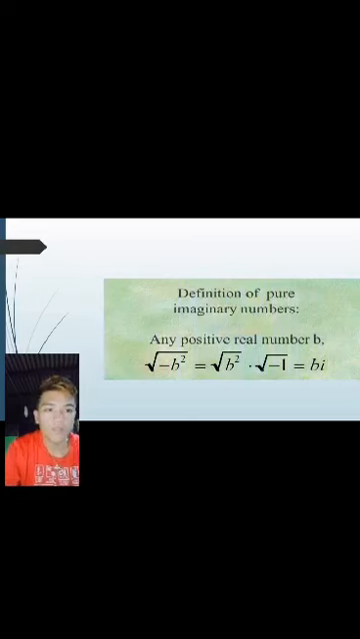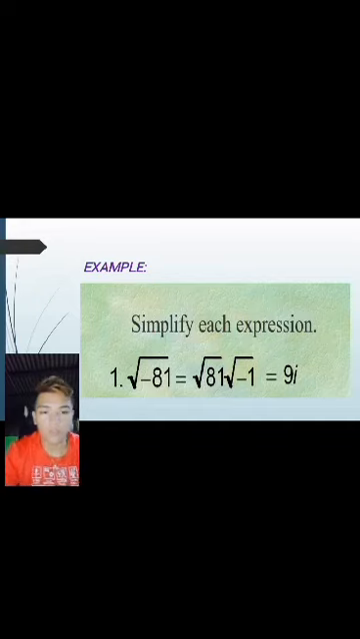Definition of pure imaginary numbers: for any positive real number b, the square root of -b to the power of 2, we have to factor or split it, so it becomes the square root of b to the power of 2 times the square root of -1. So the answer is bi, where i is the imaginary unit and bi is called the pure imaginary number. For example, the square root of -81, just factor or split it, it becomes the square root of 81 times the square root of -1. So the answer is 9i.